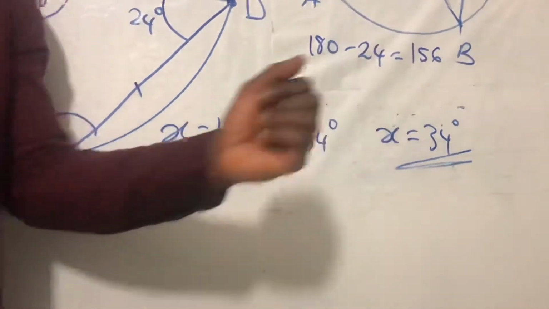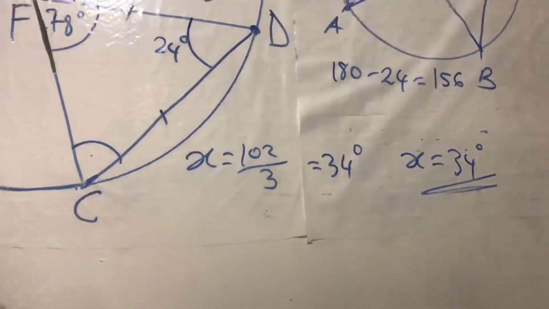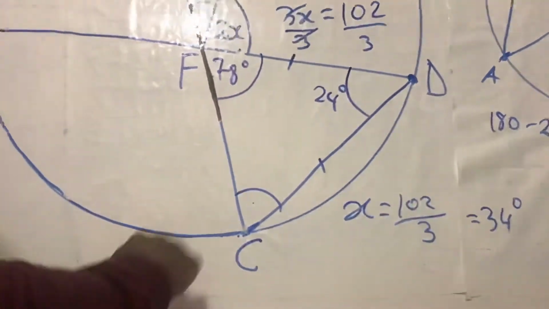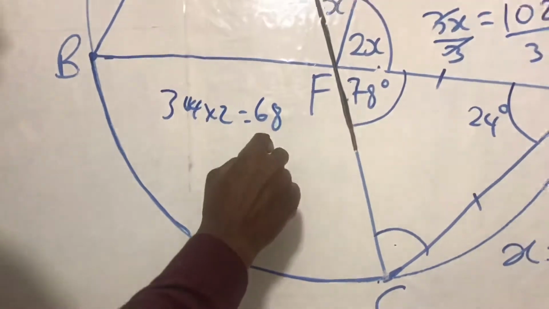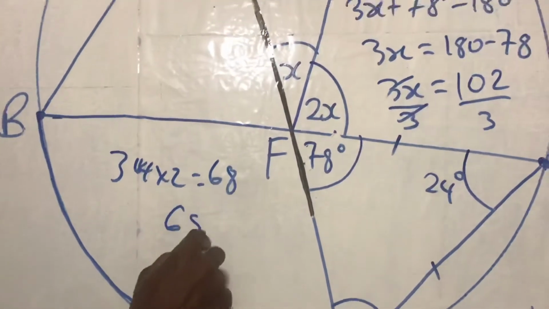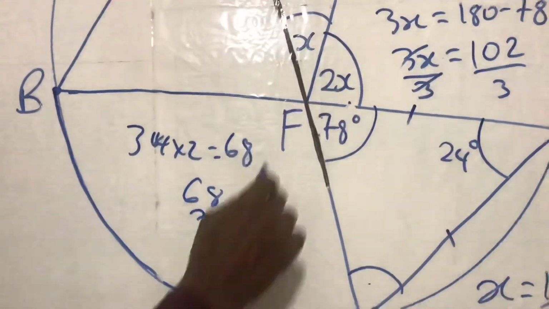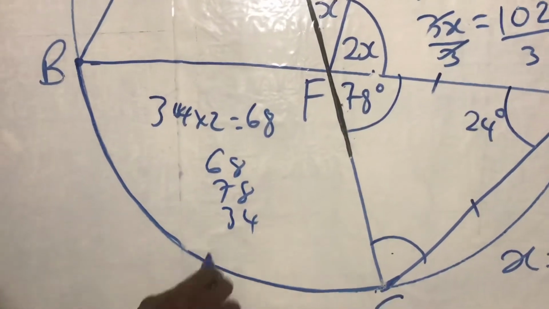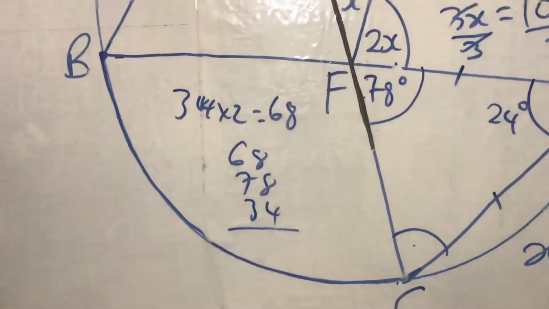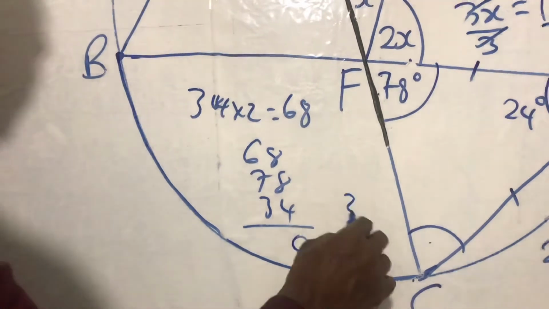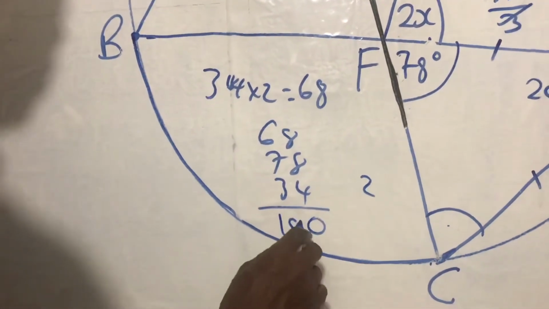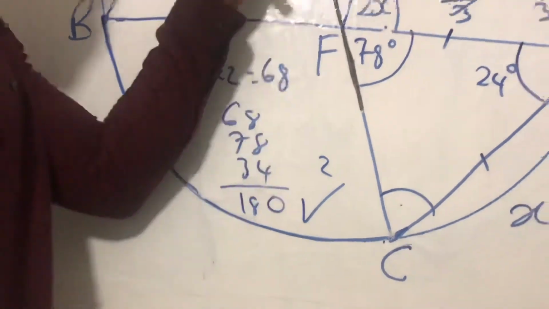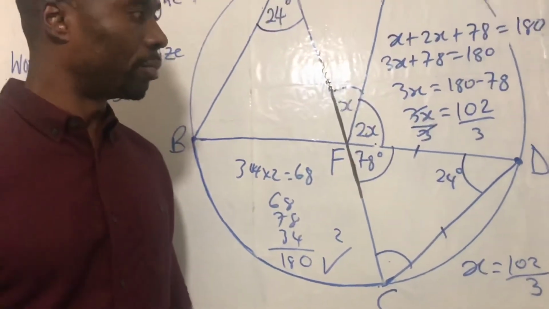We can check to see if we're correct on that. So double 34, 34 times 2, will give us 68. And then we have already 68 plus our 78, and we also have 34. Added together, this will be 180. Check. And we know we've got it absolutely right.